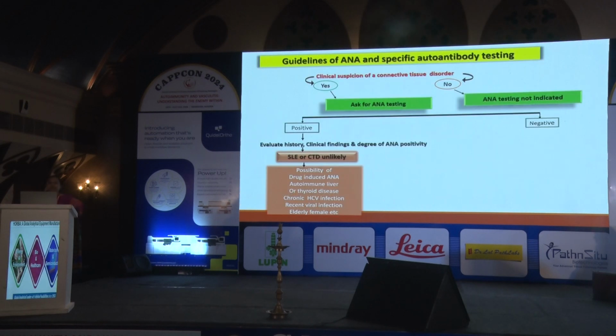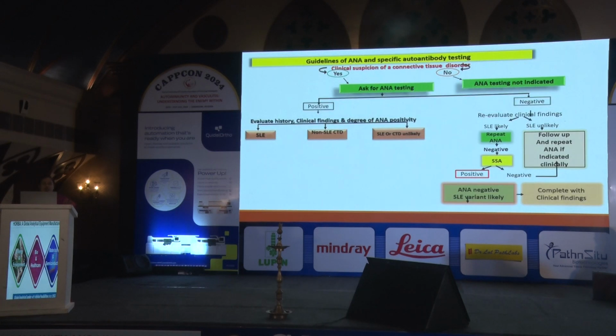And sometimes ANA is positive, but ENA, dsDNA, everything is negative. We have to think of other possible diagnoses like autoimmune liver disease, thyroid disease, chronic hepatitis C infection, recent viral infection, or elderly female. And if it is negative, then we have to repeat the ANA after some time. If it is still negative, we go for SSA. If it is positive, then it is ANA negative variant, SLE present. And if it is negative, then we have to do the clinical follow-up again.